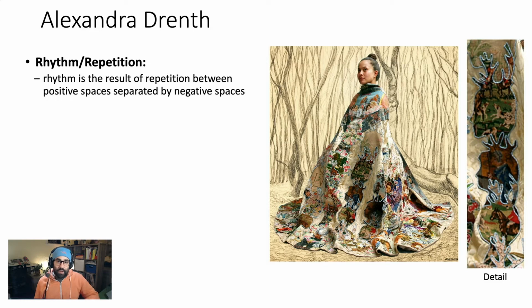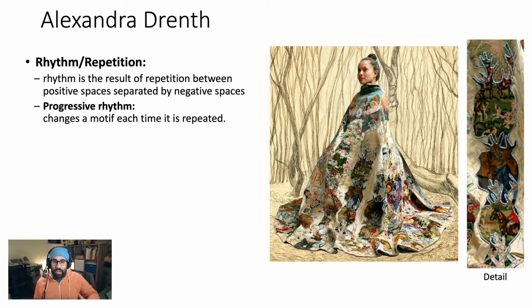Rhythm is the result of repetition between positive spaces separated by negative spaces. In this work, we can see progressive rhythm, where a motif or an element changes each time it's repeated. So I see that here in this column of figures and the detail on the right. Looks like we have variations on a silhouette with antlers filled in with different patterns.